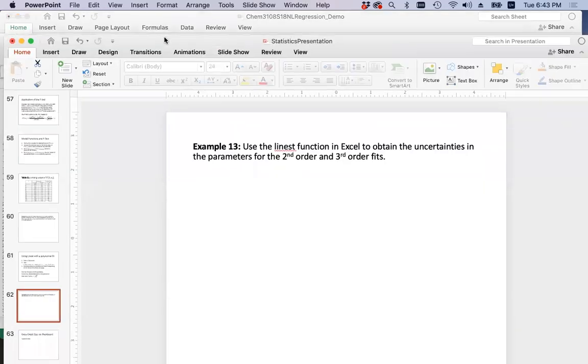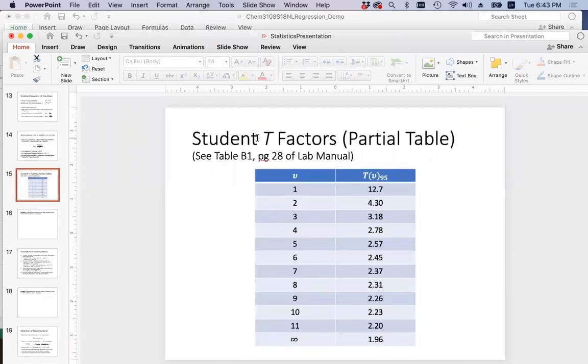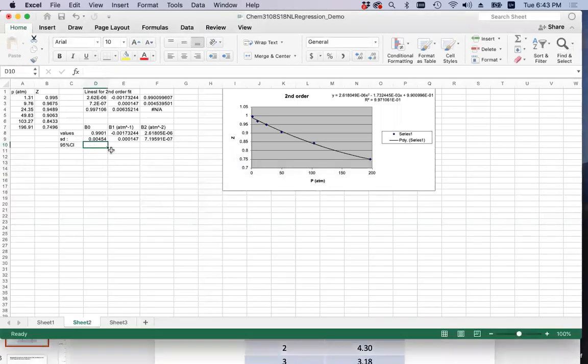So let me go back to my PowerPoint slide, because somewhere in this presentation, I have the chart with the student t factors. So when nu equals 3, the student t factor is 3.18. So that's the one we want to use here. So the 95% confidence interval equals 3.18 times the standard deviation divided by the square root of the number of measurements, which is 6. Okay, and this formula, I'm going to copy it over. And now we have the best fit values and the 95% confidence intervals in those values for a nonlinear fit to our data. Any questions about that?